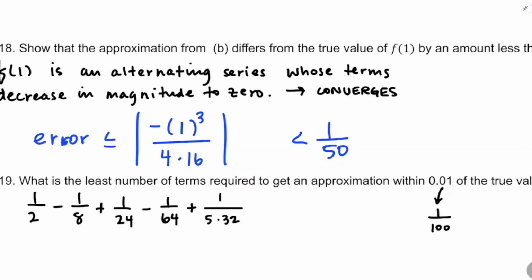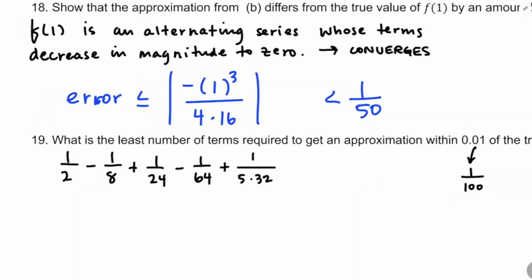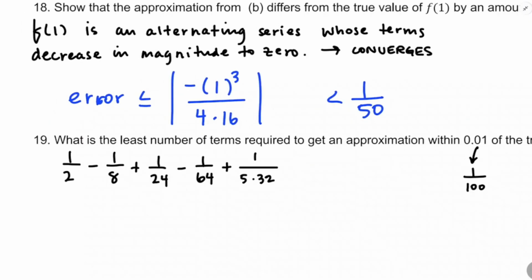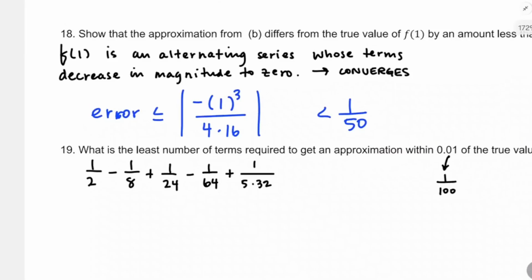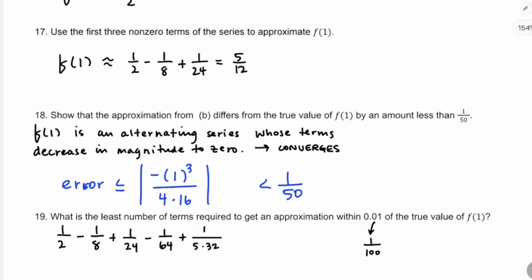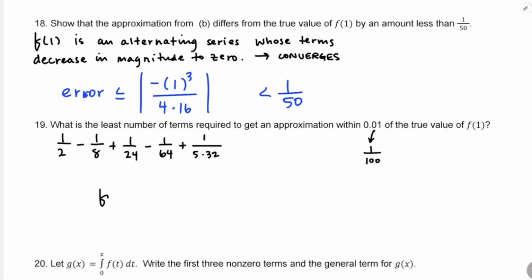5 times 32 is feeling like 160 to me, but that's definitely less than 1 over 100. So if I used 4 terms, then the 5th term would be the error bound. Okay, 4 terms there. Because if I stopped after n equals 4, then the 5th term is the error bound. That's that amount that would be less than 1 over 100.